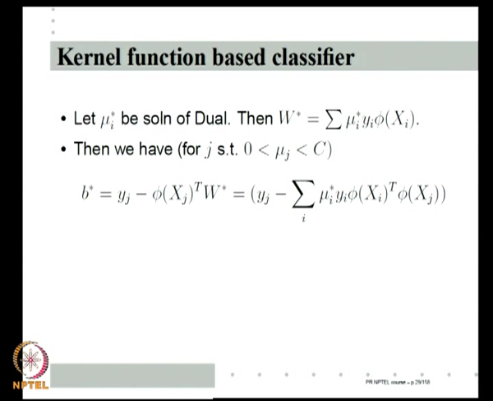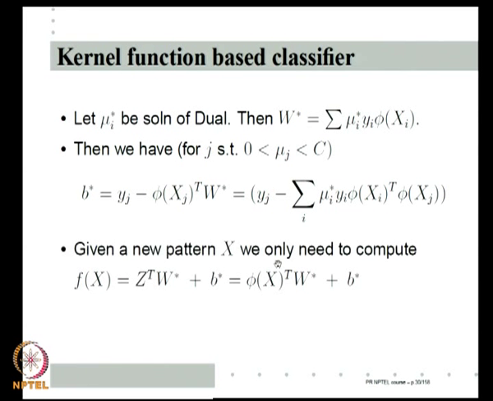I know B star is y_j minus z_j transpose W star for an appropriate j. Now, z_j is phi(x_j). Now, phi(x_j) transpose W star can be written as W star transpose phi(x_j). W star is this. So, it will be y_j minus sum of mu_i y_i phi(x_i) transpose phi(x_j). Now, phi(x_i) transpose phi(x_j) is k(x_i, x_j). So, you do not have to actually calculate any phi(x_i)'s or phi(x_j)'s for calculating B star. I can do it only in terms of k(x_i, x_j).